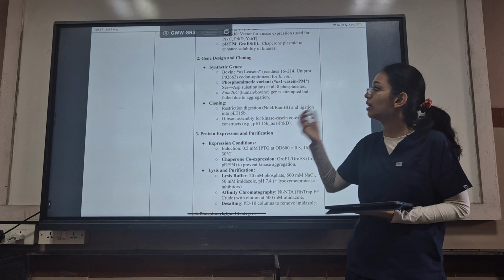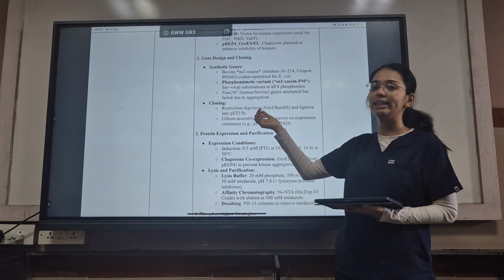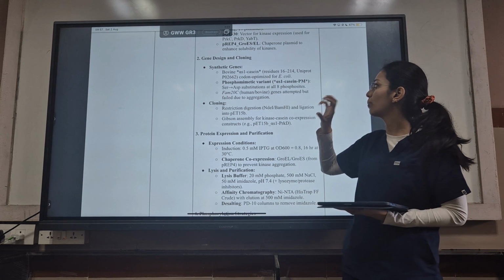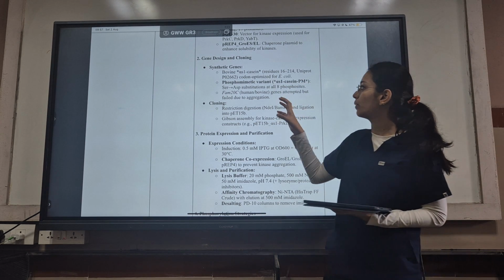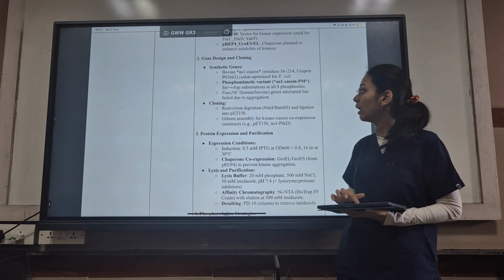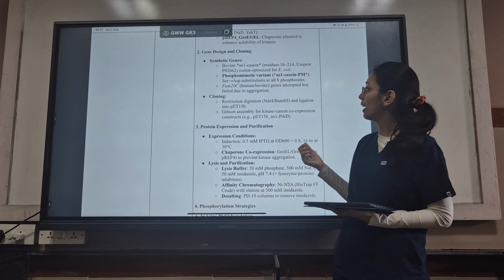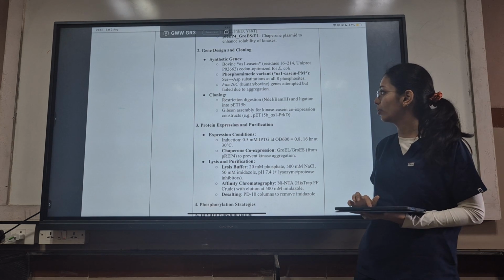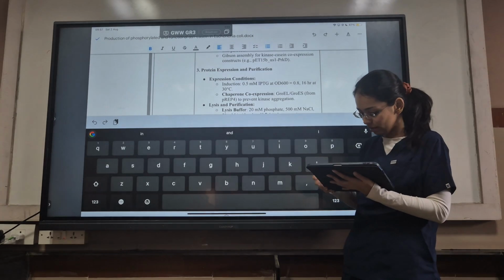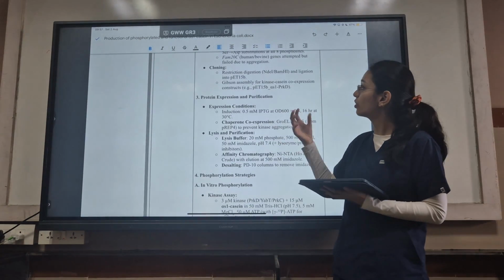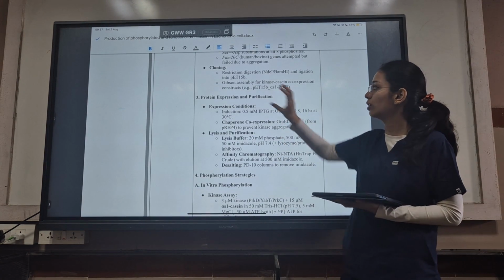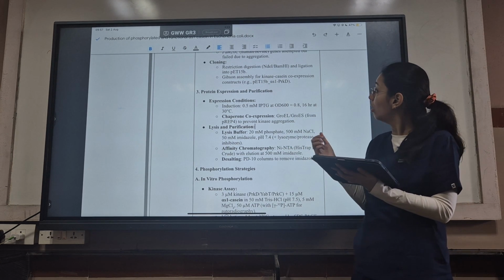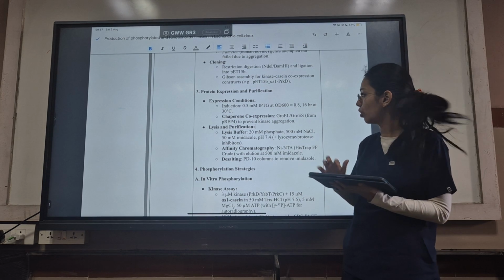Gene design and cloning was done. They used synthetic genes like bovine alpha S1 casein, codon optimized for E. coli. The phosphomimetic variant, with substitutions at all 8 phosphosites, was also taken into account. They then did cloning, with restriction digestion and ligation using specific enzymes. Gibson assembly for the kinase-casein co-expression constructs was also carried out.